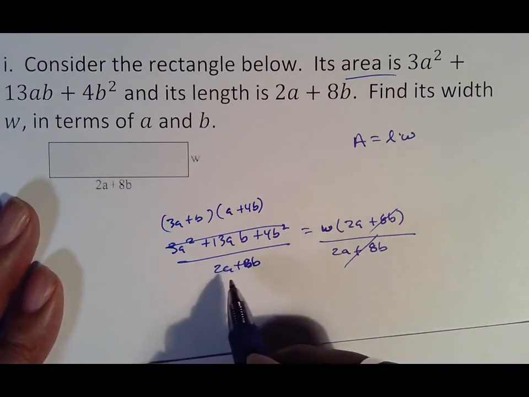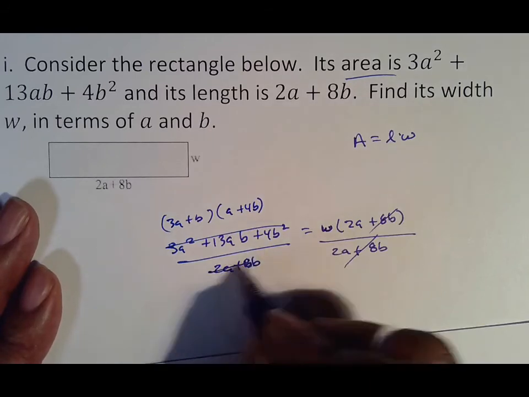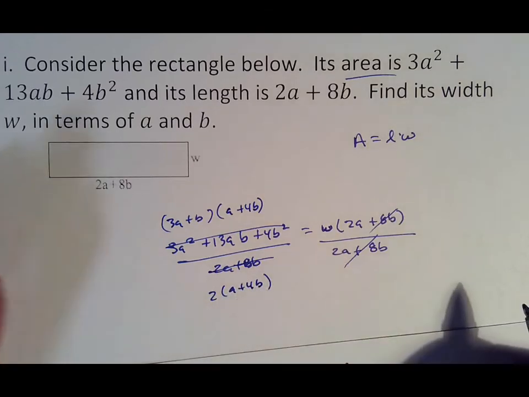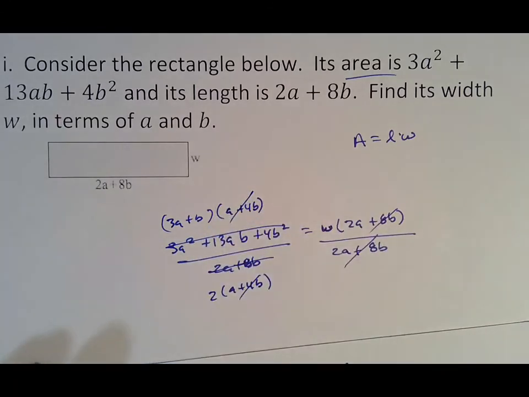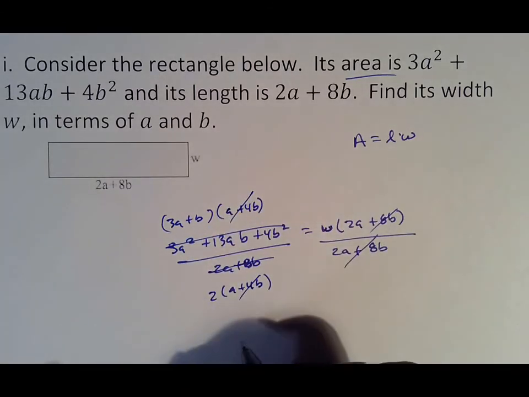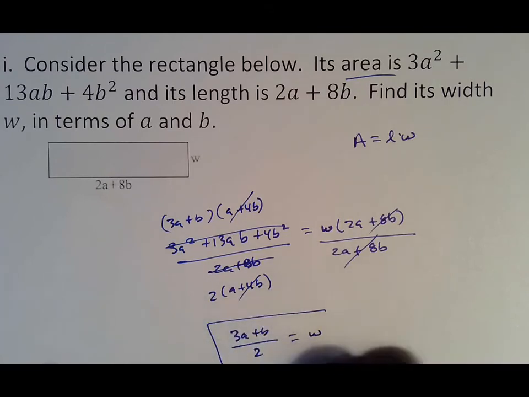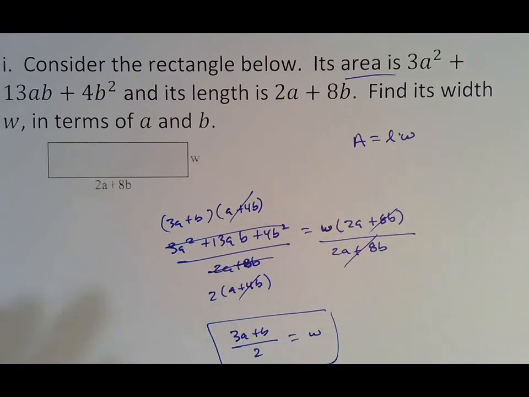That doesn't help me, but if you look down here, 2a and 8b have a GCF of 2. Which means, in the end, a plus 4b goes away. And in terms of w, you end up with 3a plus b all over 2 equals w, because those two went away, and this fraction simplified to be that.